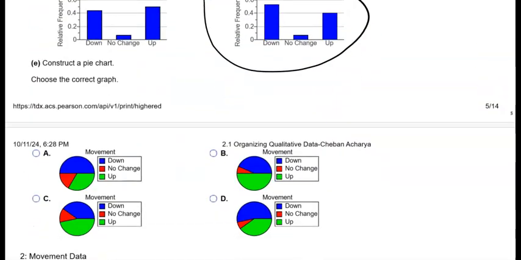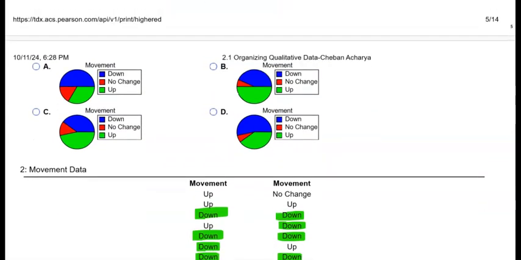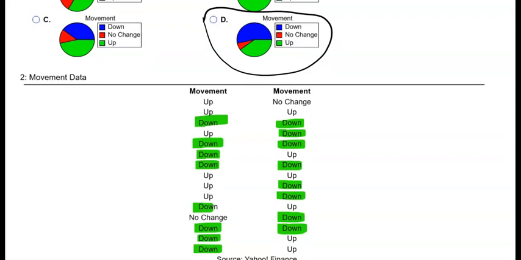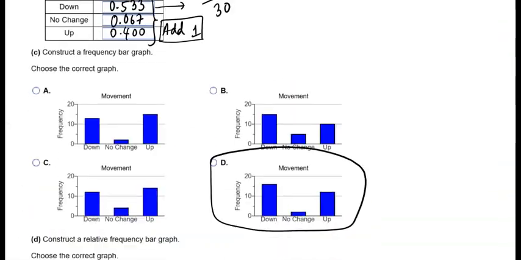Finally, the pie chart is not difficult, and the pie chart is also D here. Now you always see that for down you have the most frequent, so this has a bigger section of the pie, and similarly the next biggest is up, which is 12 frequency, and the red one is no change, only 2 frequency. This is the correct pie chart. Okay, so you'll find it just by looking at the frequency for each category of the data. So this is question number 7.